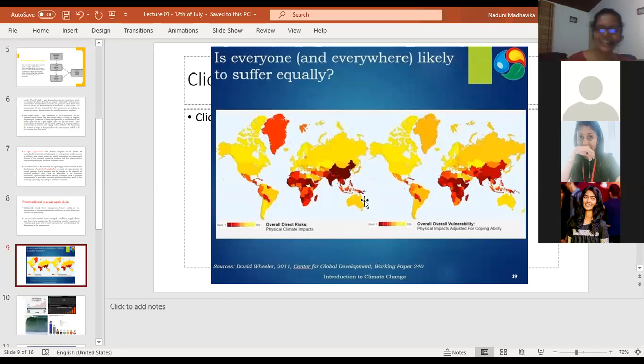So here, look at the colors. Here the red color, you can see red color also in different shades. This one is a bit closer to maroon color. That means these particular areas are very much affected. These are some of the countries, some of the regions that are being affected by climate change the most. So even the Asian region is among these.